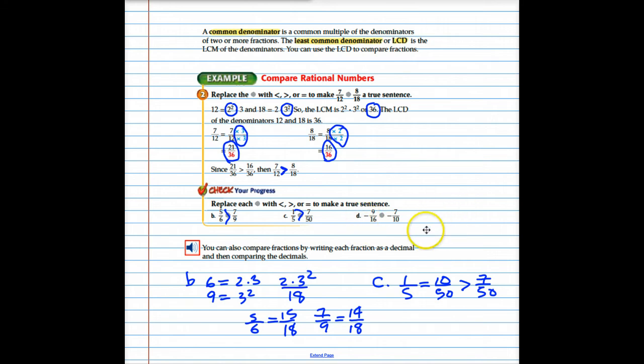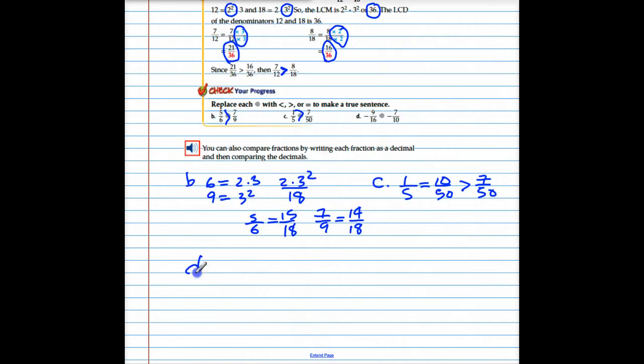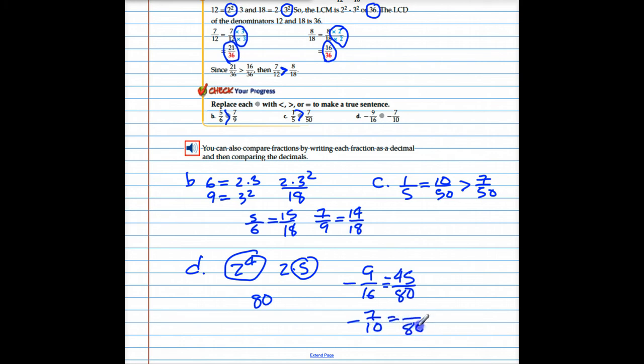D, 16, as we know from our practice, is 2 to the 4th. And 10 is 2 times 5, so it's 2 to the 4th times 5, which is 80. So negative 9/16 becomes negative 45/80. Negative 7/10 becomes 56/80. So negative 9/16 is less than negative 7/10. You can see the value of being able to do prime factorizations to find least common multiple.